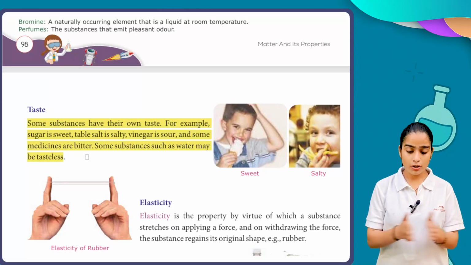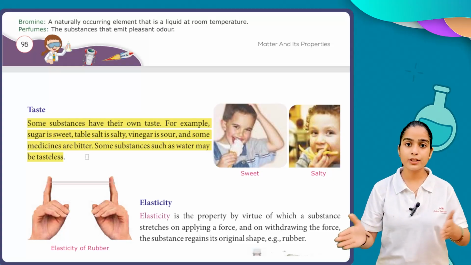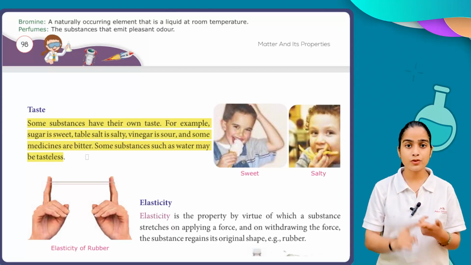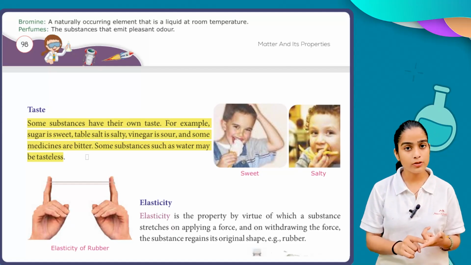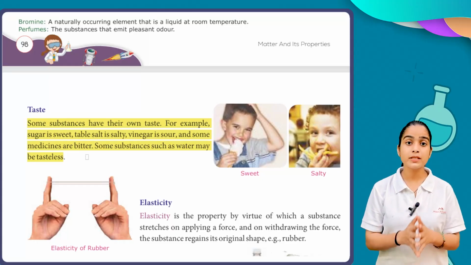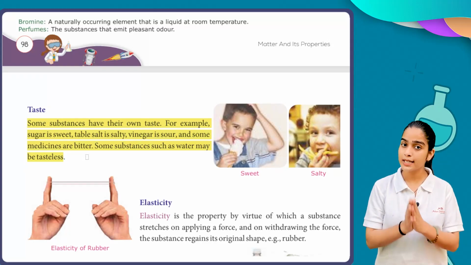If I close your eyes, and you have different things in different bowls, and I tell you to take one and tell me what it is. If you have sugar, you can tell by tasting it, okay, it is sweet. Salt, you can also tell by tasting, okay, it is salty. Medicines are bitter, so you can also tell, okay, fine, this is medicine. So on the basis of taste, we can also classify matter into different categories.